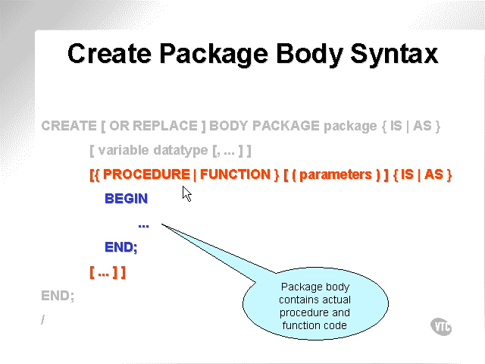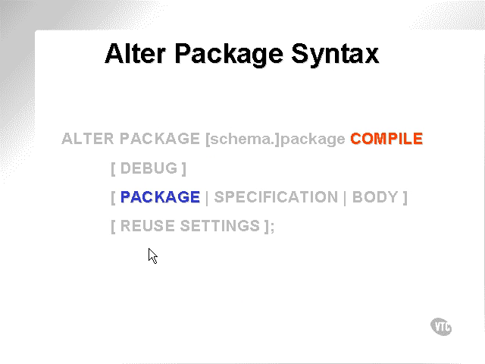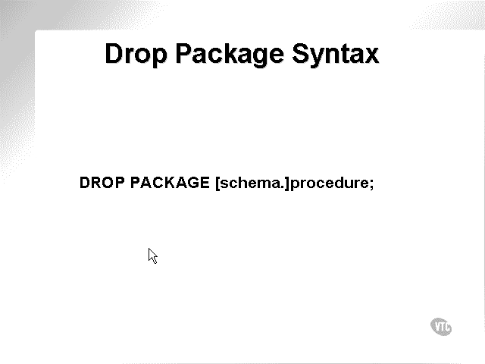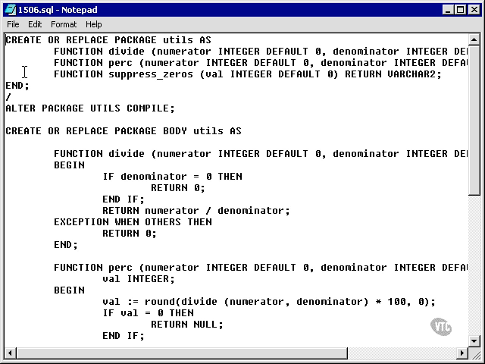Within the package body, we have specific procedures and functions, and this is the syntax. It simply says procedure or function, lists the parameters, is or as, and then the PL/SQL code is contained between the begin and end statements. The alter package command is very similar to the alter commands for both procedures and functions, other than the fact that you have the option of compiling the whole package, including definition and body, or just the specification, which is what I call the definition, or the body only, excluding the definition. The drop package syntax is just the same. You simply say drop package and then the package name. Let's go and take a look at some examples.